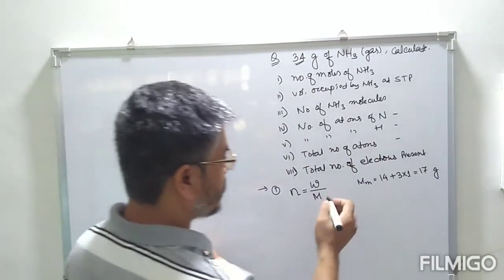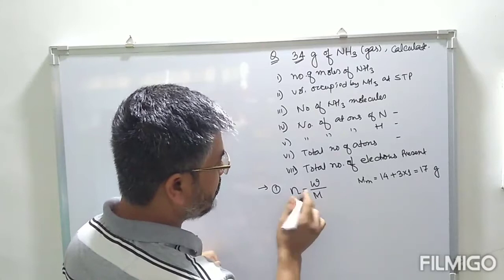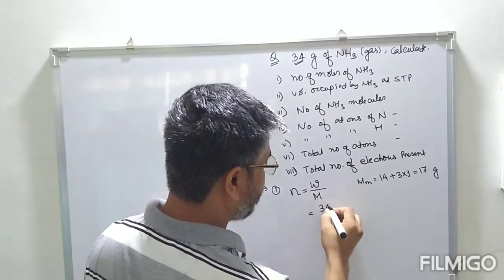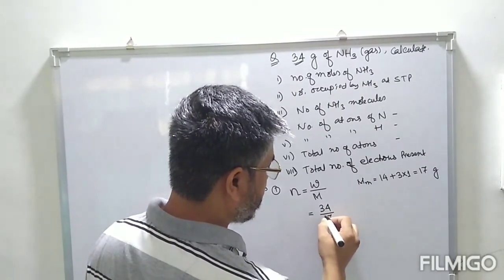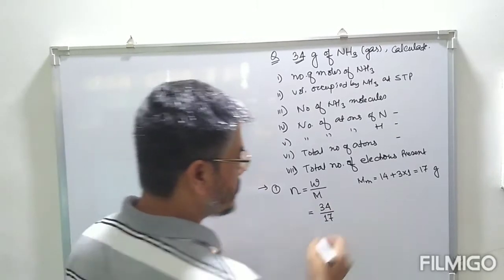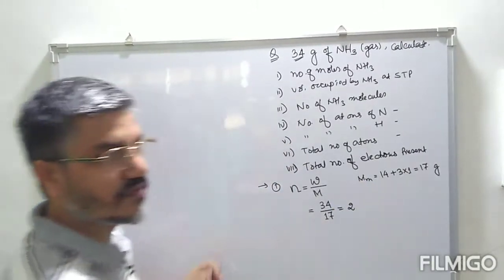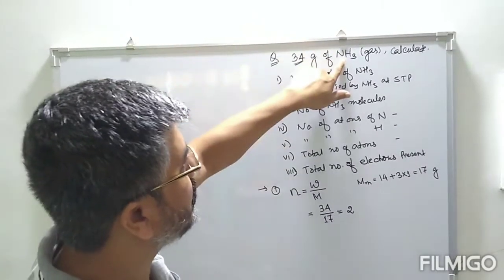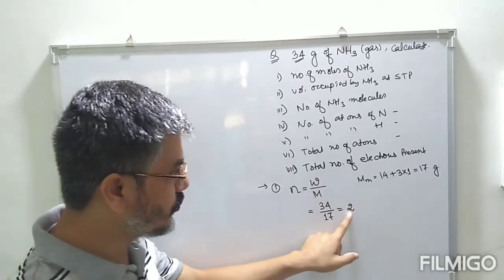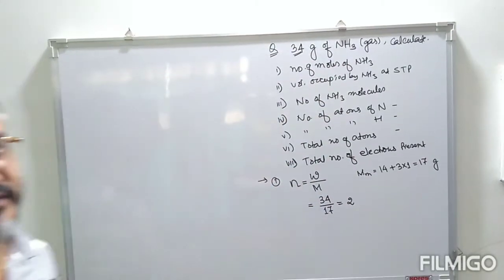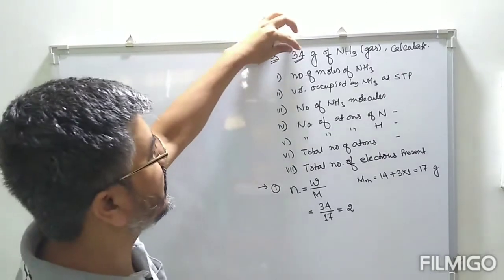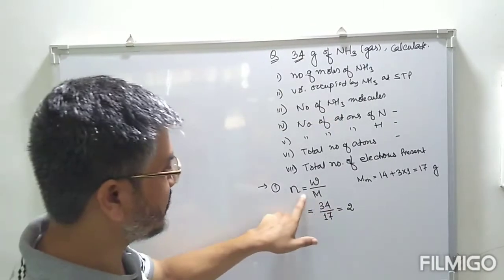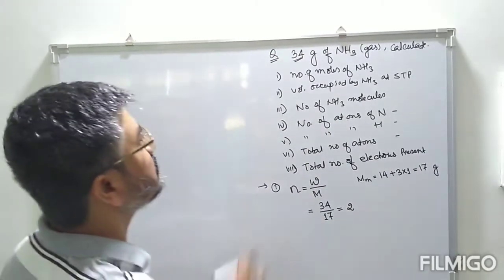So we have this molecular mass. Therefore, the number of moles of ammonia present in 34 gram of ammonia gas is 34 divided by 17. Gram will cancel out, so this comes out to be 2 moles. So 34 gram of ammonia corresponds to 2 moles of ammonia. The total number of moles in the 34 gram ammonia gas sample is 2 moles.